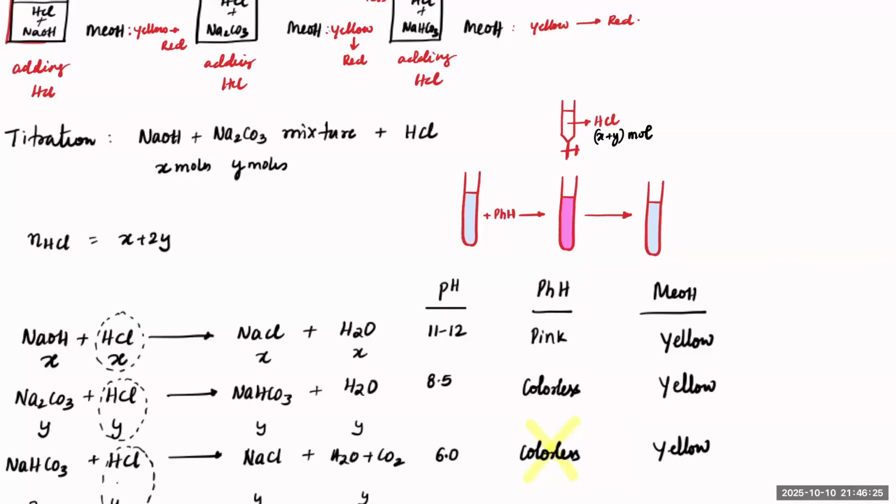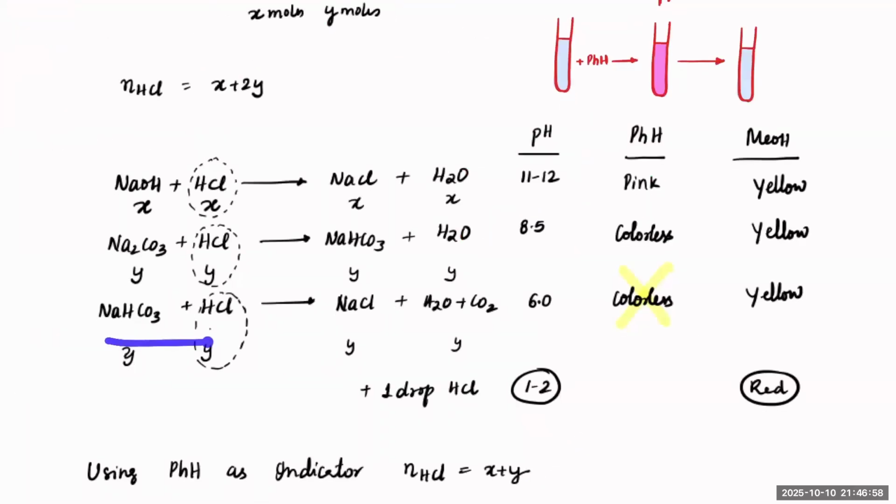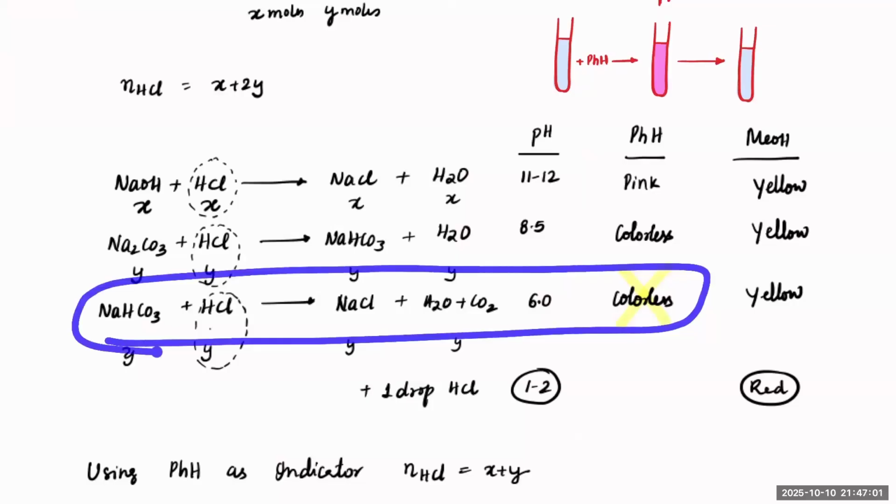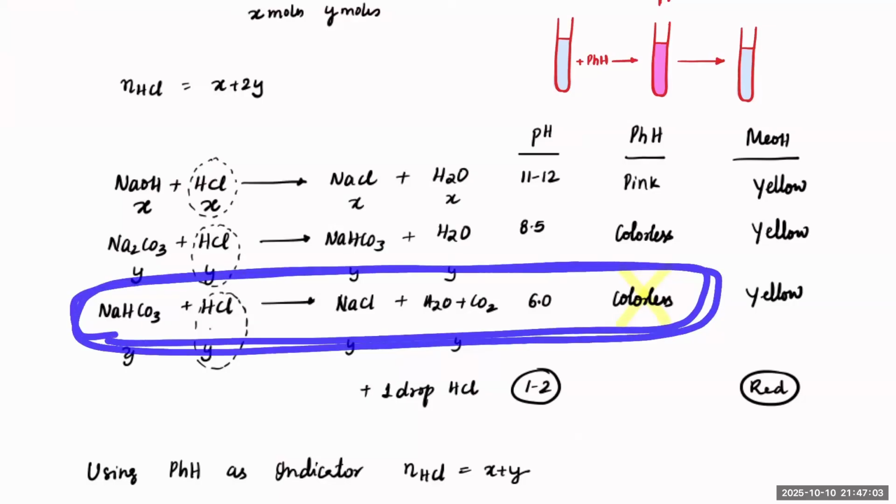See, the objective of the titration is, once the color changes, stop. Okay. So using phenolphthalein, how many moles of HCl have you actually added? You have added X plus Y moles. Okay. So do you think using phenolphthalein, can we do the complete titration of acid and base? No, you can't. You can only do up to the formation of bicarbonate. Bicarbonate and HCl reaction can never be recognized using phenolphthalein. Important. Bicarbonate and HCl reaction can never be recognized using phenolphthalein.